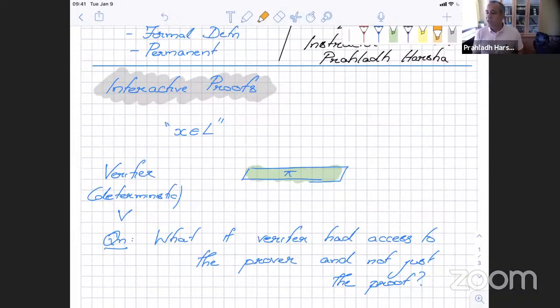So Q1 is not just a function of X. Q1 is a function of both X and the random coins which the verifier tosses. So there are several possible Q1s. Q1 is not fixed.